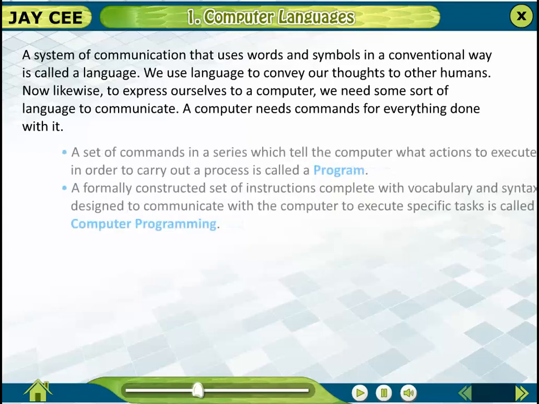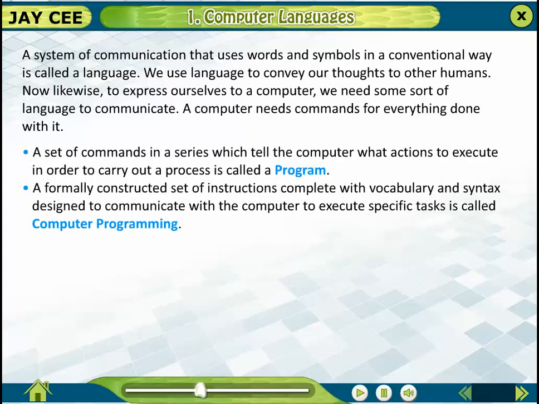A set of commands in a series which tell the computer what actions to execute in order to carry out a process is called a program. A formally constructed set of instructions, complete with vocabulary and syntax, designed to communicate with the computer to execute specific tasks, is called computer programming.